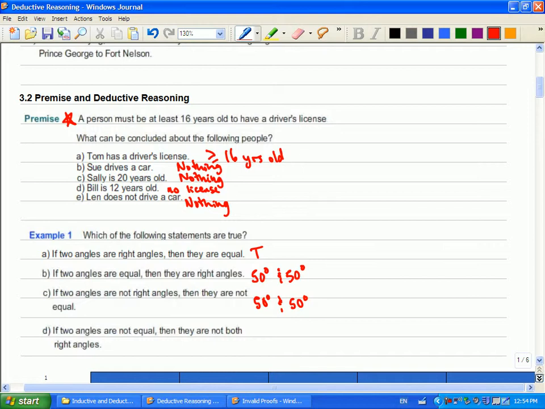If two angles are not equal, they are not both right angles. Okay, let's see here. Two angles are not equal. They can't both be 90 degrees. Yeah, that makes sense. One of them could be, but both of them couldn't. So it is true.